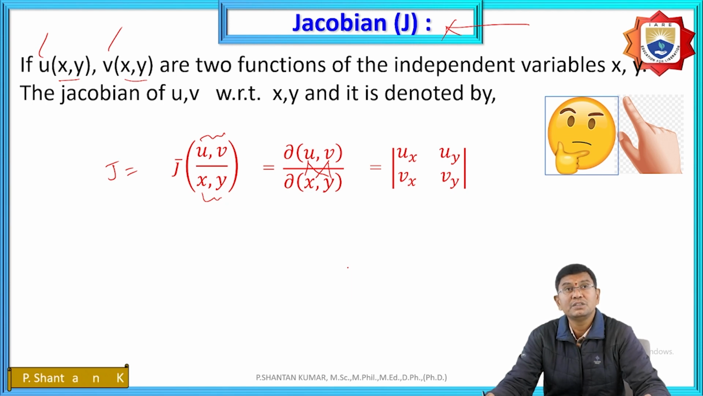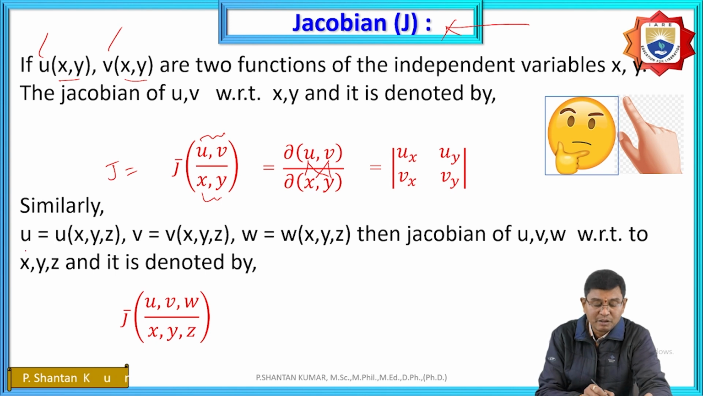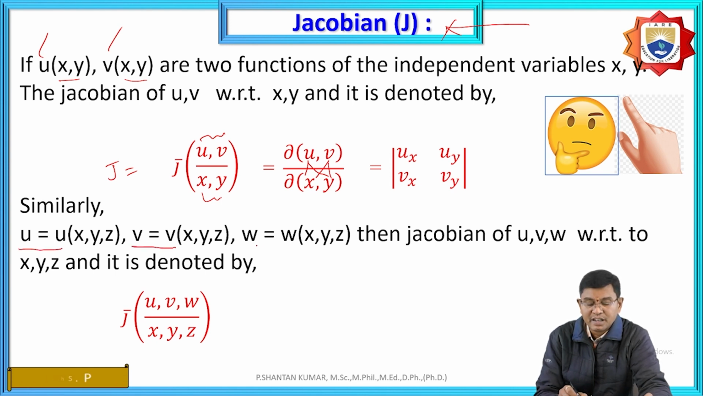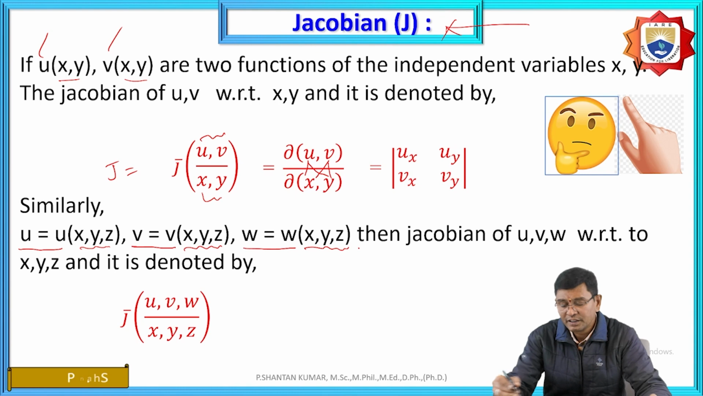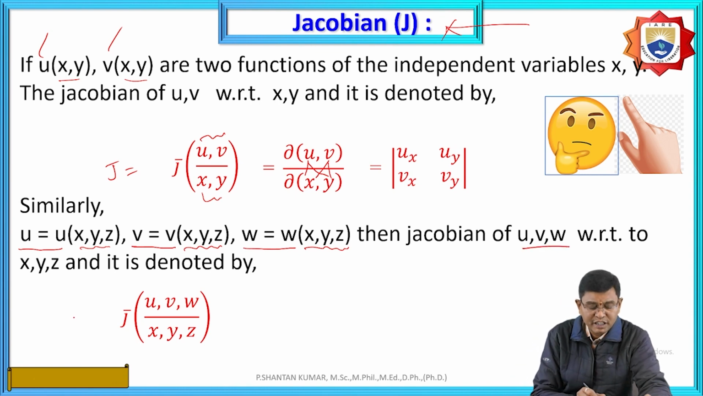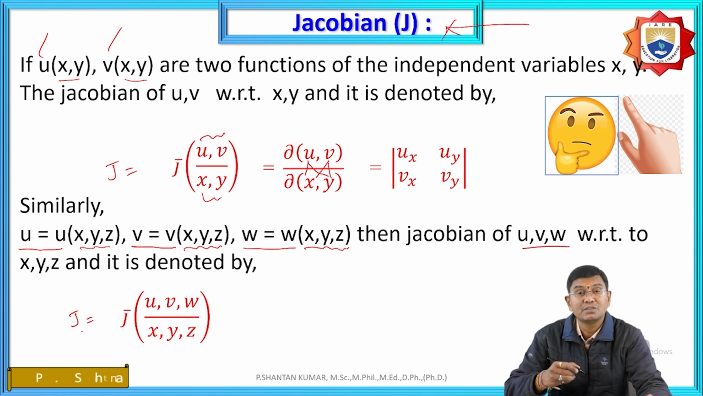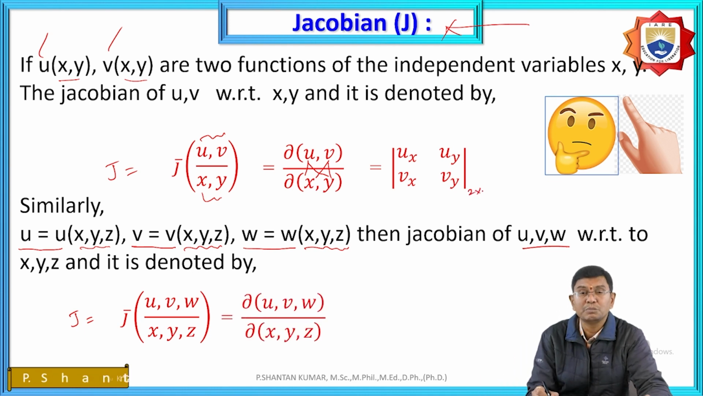u is a function of x, y, z, and v is a function of x, y, z, and w is also a function of x, y, z. That means the dependent variables are u, v, w and the independent variables are x, y, z. That means u, v, w with respect to x, y, z. It is denoted under the Jacobian as J of u, v, w by x, y, z, which is a 3 by 3 determinant, because for two variables it is 2 by 2, whereas for three it is 3 by 3.